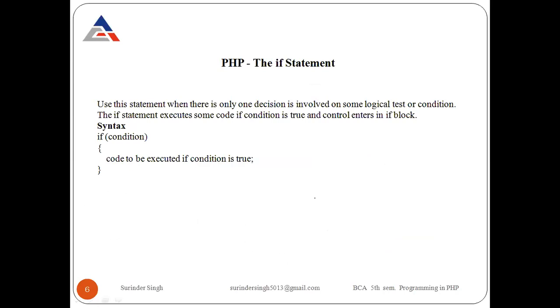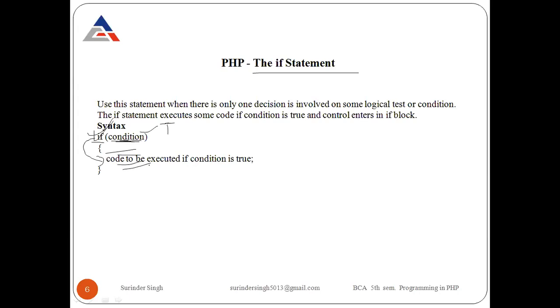This is the if statement. Here is the syntax: the if keyword, then in the braces we write a condition. Conditions like if one variable is less than another variable, or if one variable is equal to another variable. These types of conditions we will write here. After evaluating the expression written here, the result will be true or false. If the condition is true, then control enters the if block and executes the statements written there.